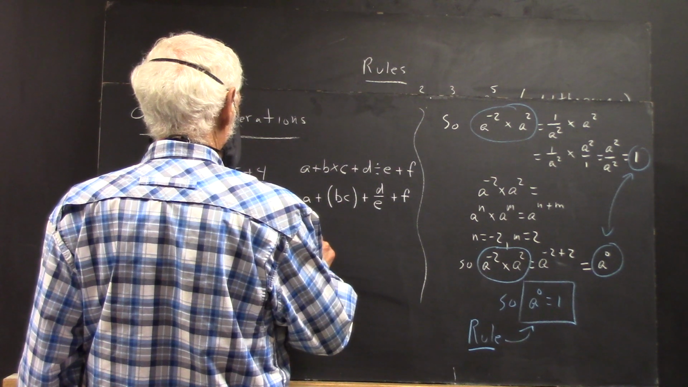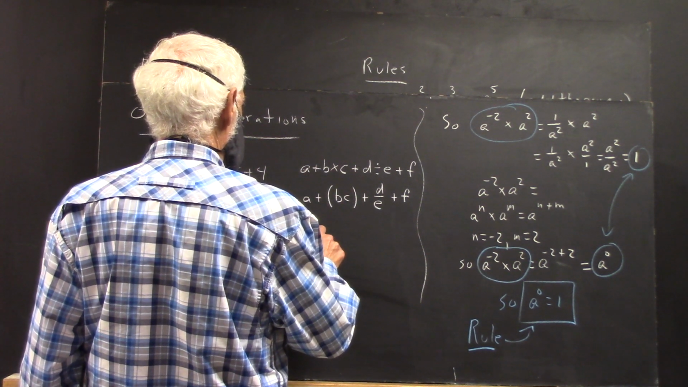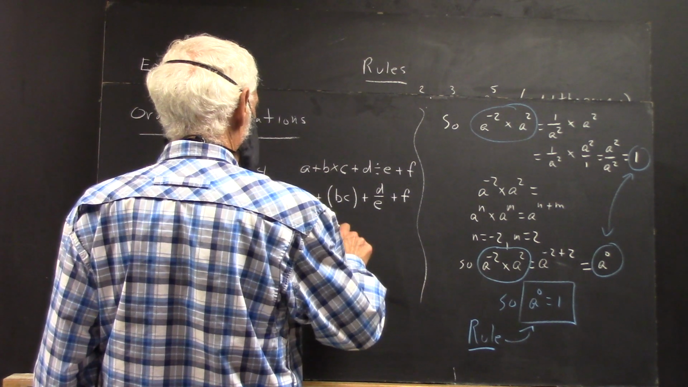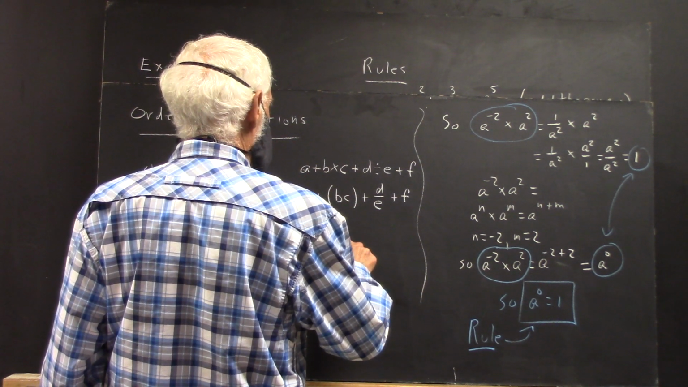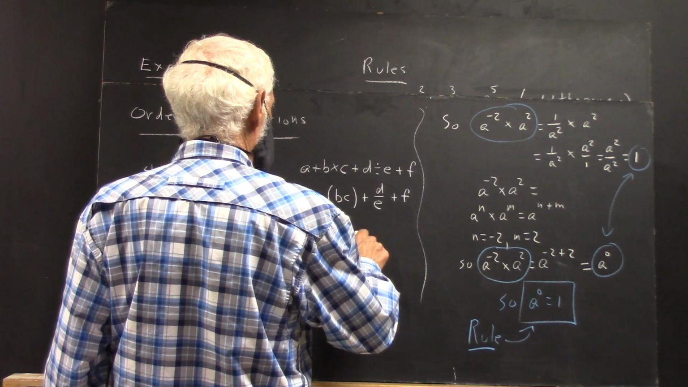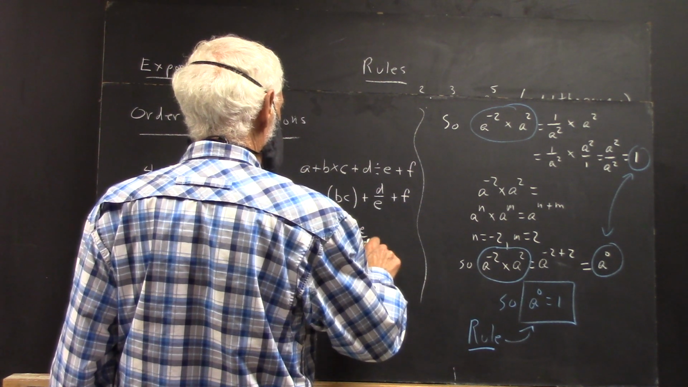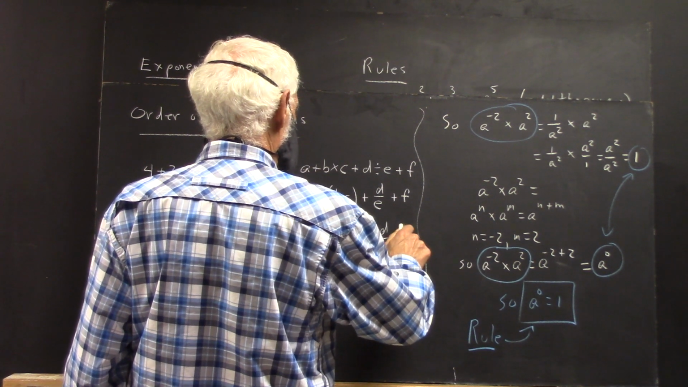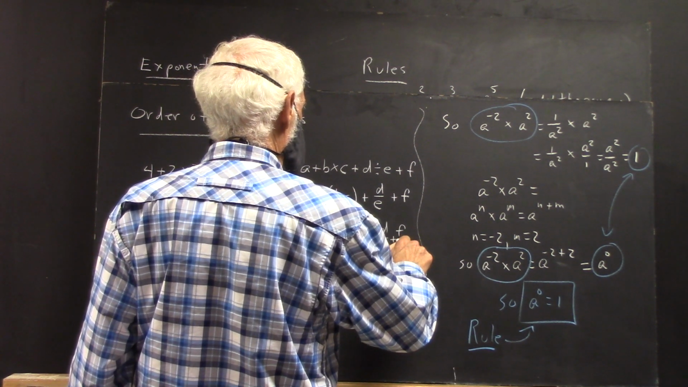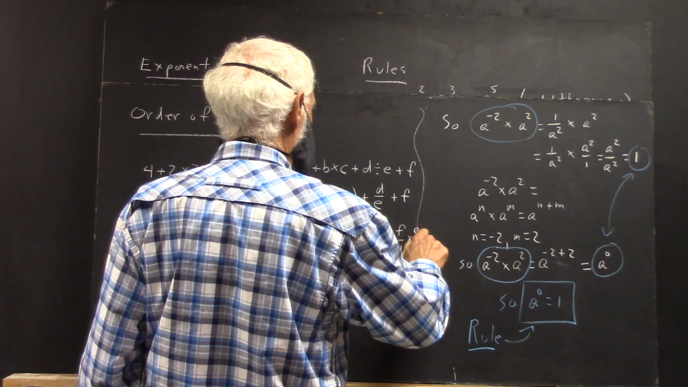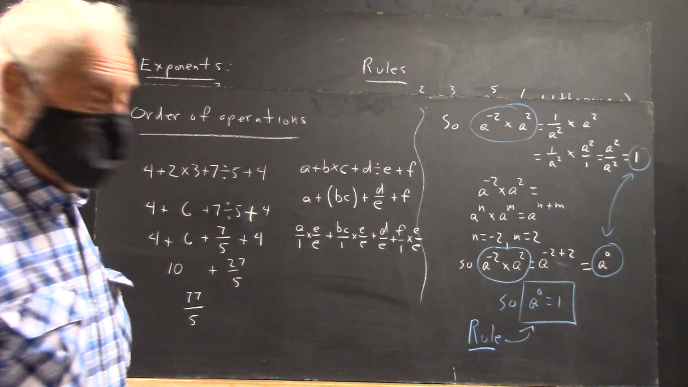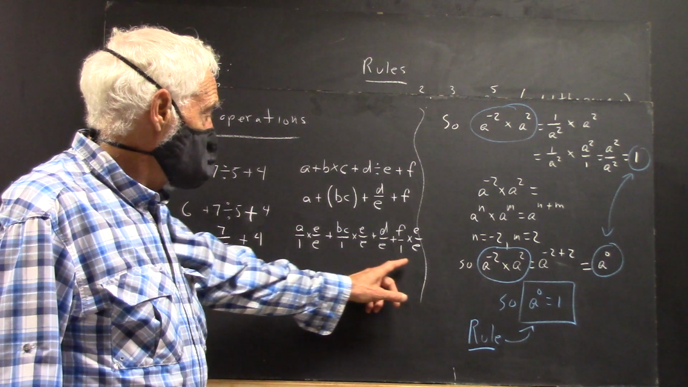I can say that this is A over 1 times E over E plus BC over 1 times E over E plus D over E plus F over 1 times E over E. Why did I do that? Because now all of my denominators are going to come out E.